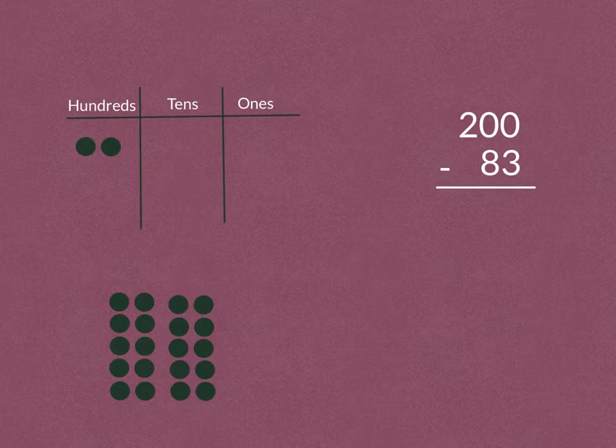Now we're ready to do an actual problem with decomposing with a 0 in the tens place. So for this problem, it says we have 200 minus 83. So when we go to begin the problem, we start in the ones place. But as you can see, we are not able to do 0 minus 3 because that would give us a negative number. So this is when we need to start decomposing.